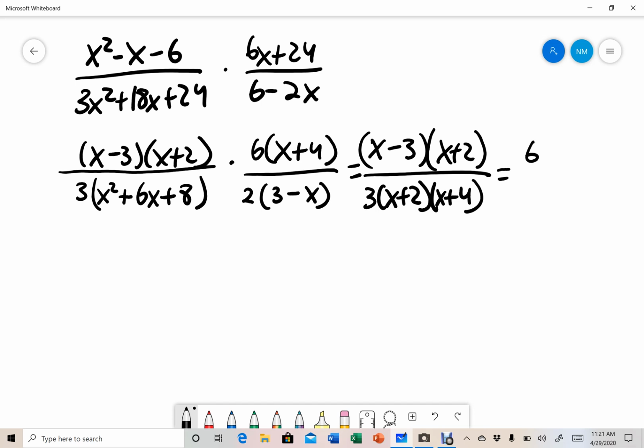Then I've got 6 times x plus 4, okay? And then I'm going to go ahead and remove my negative. So remember, when we're moving negatives, the negative comes out, and every term in there gets swapped, okay? So now I have a negative 2 times x minus 3. So notice how I did that. I moved the negative out, my positive 3 became a negative 3, my negative x becomes a positive x, okay?